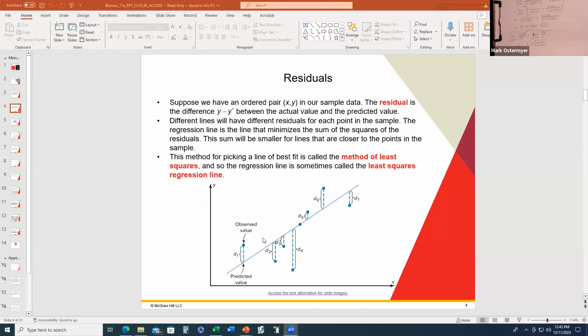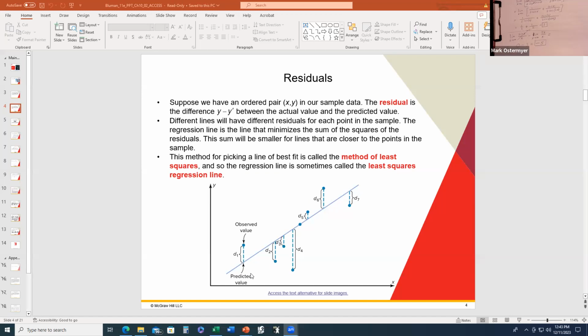And this is an example of a scatter plot. These little blue points are the ordered pairs that were collected out in the field that pertain to something. And then we basically fit this line to these data points here. This line here is called the regression line, or the least squares regression line, or the best fit line.